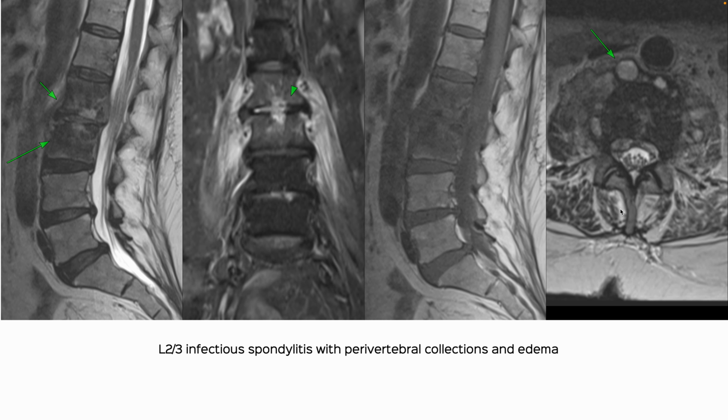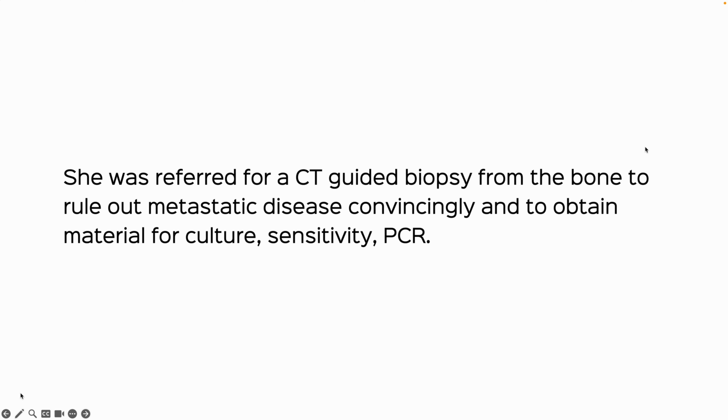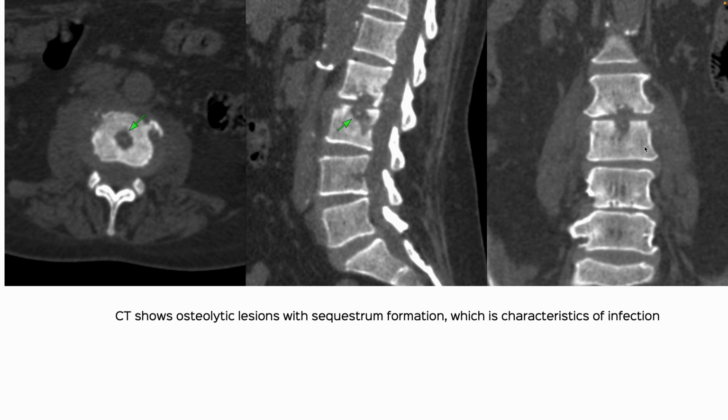Then an MR was done 4 days ago, which clearly shows the infectious spondylitis, the perivertebral collections, and the anterior epidural collection. The patient was referred for a repeat biopsy for two things. One is to rule out metastatic disease convincingly, and to obtain material for culture sensitivity and PCR.